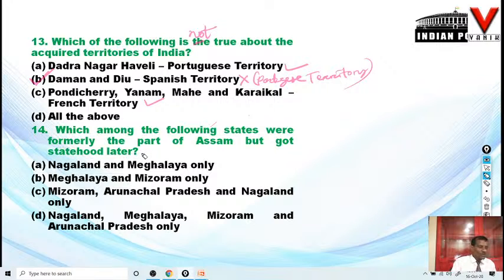Which among the following states were formerly part of Assam but got statehood later? Okay, so Mizoram, Arunachal Pradesh, Nagaland, Meghalaya. Mizoram and Arunachal Pradesh only. So the answer is D. From the table you can see it. Question 14, answer is D.